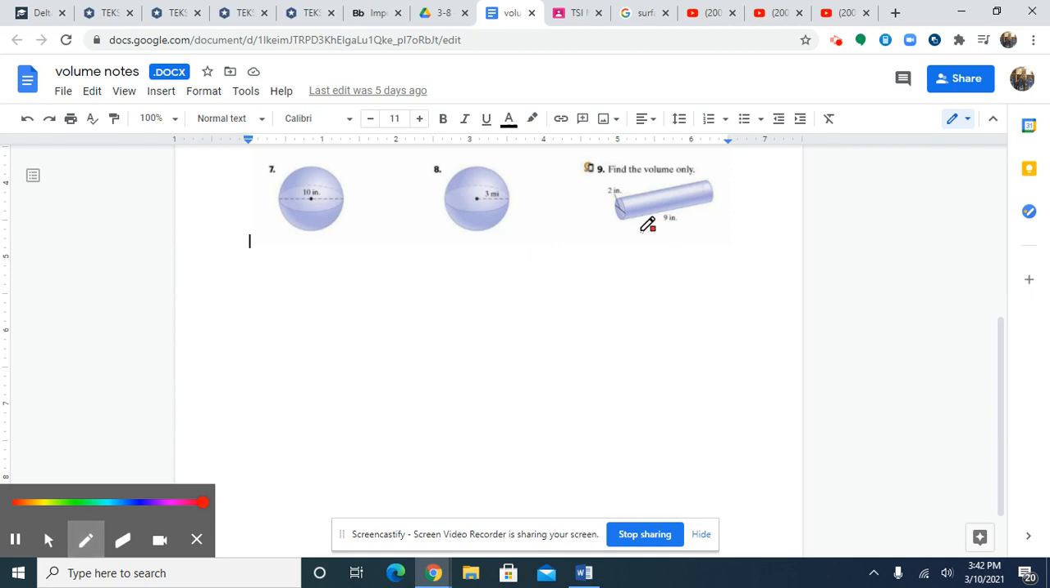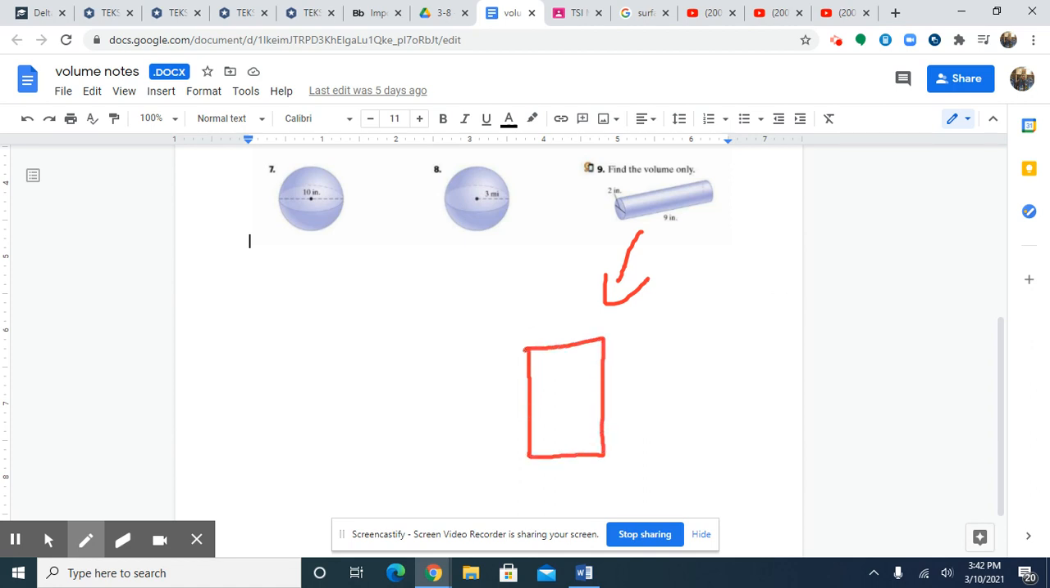Now we're going to go ahead and go with the cylinder. And so the cylinder, this is how you can draw the net. A cylinder is made up of a rectangle with 2 circles. Now we know for a fact that this is 9. And the diameter of the circle is 2, which will also be the width of the rectangle. So to find the area of the rectangle, we have 9 times 2, which is equal to 18.